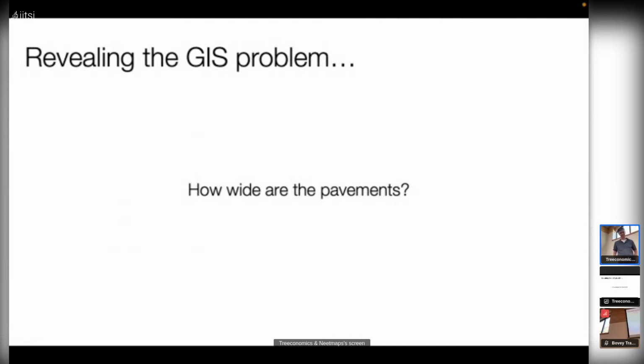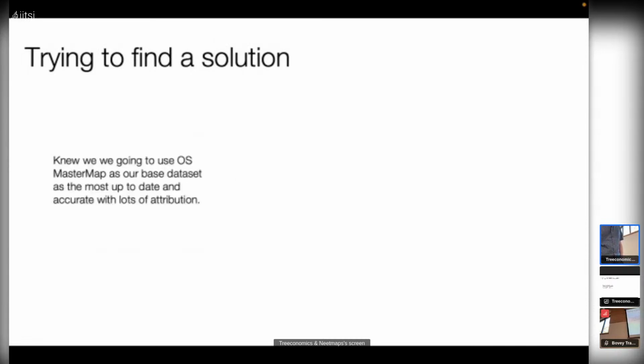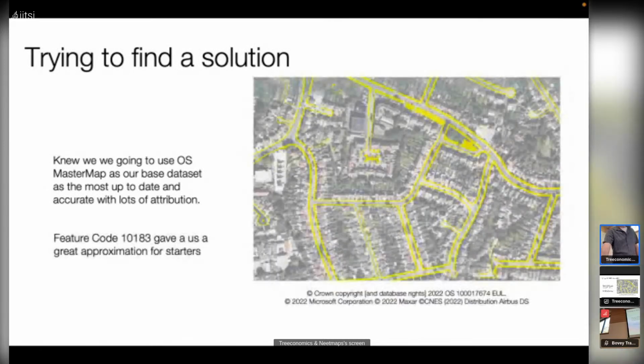Thanks, John. So I'm now going to hand over to Dave. Thank you, John. So yeah, John came to us and said, how wide are the pavements in Barnet? And I originally thought it was going to be fairly easy, and I wasn't correct. I knew we were going to use OS Mastermap as our base data set because it's up to date, with lots of attribution. That was going to form the basis of the answer.